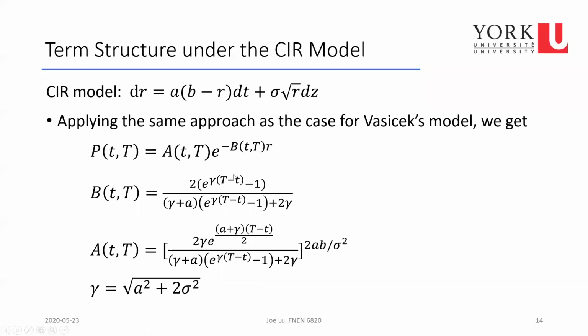And so essentially, you see that the CIR and Vasicek models will have the same generic form, but they will have different expressions for A and B. And the one under CIR is more complicated than the one under Vasicek.